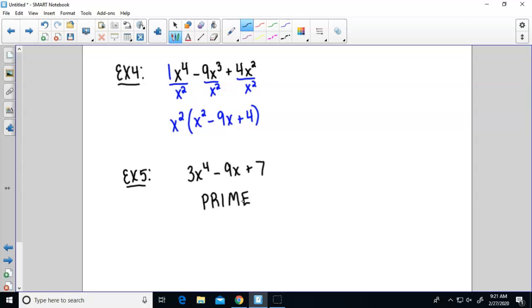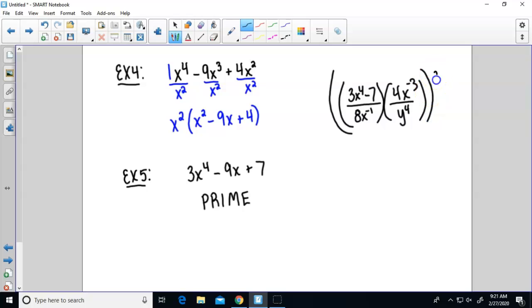Sometimes I might get, it's kind of like when I would give you one with exponents, where it might be like 3x to the 4th minus 7 over 8x to the negative 1 times 4x to the negative 3 over y to the 4th to the 2nd, to the 0. Okay, so I might like to give you questions like that look terrible, but what's the answer? It's just 1, because everything's raised to the 0 power.